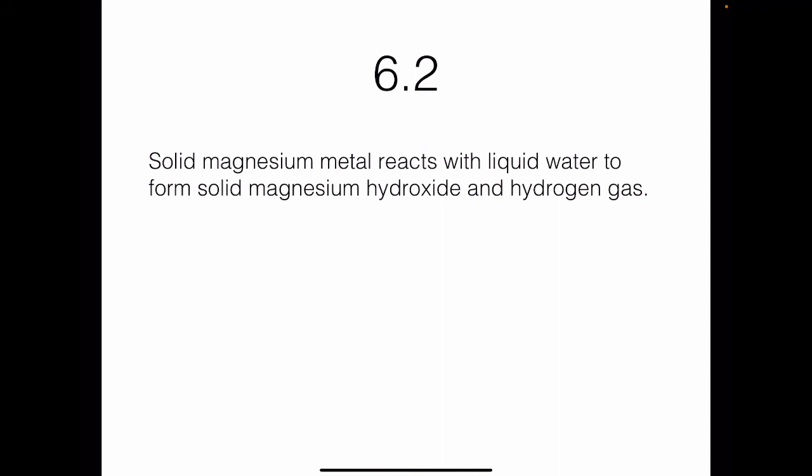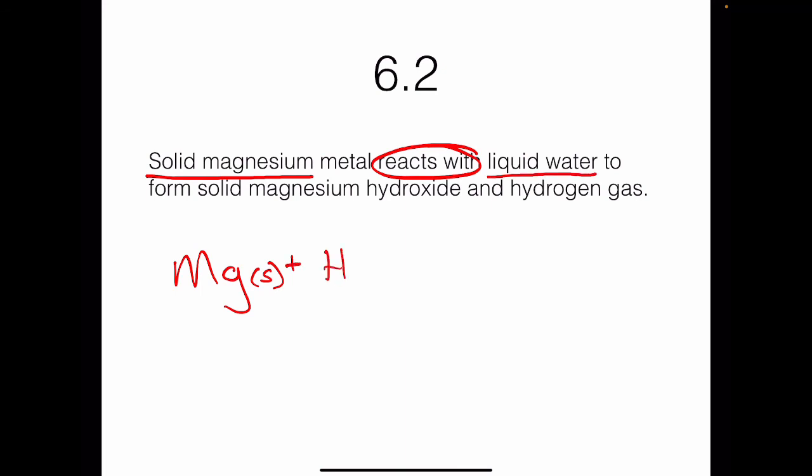For this one, we have solid magnesium. So if we are able to find magnesium on the table, we can see that it's Mg. Please don't confuse magnesium and manganese. Manganese is Mn, magnesium is Mg. It happens all the time. Solid is S. Reacts with is plus. Liquid water, H2O, L. And then we see "to form."